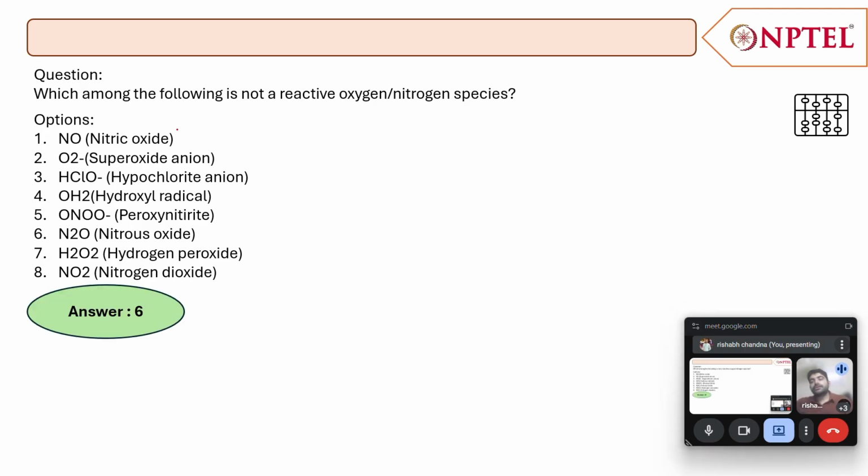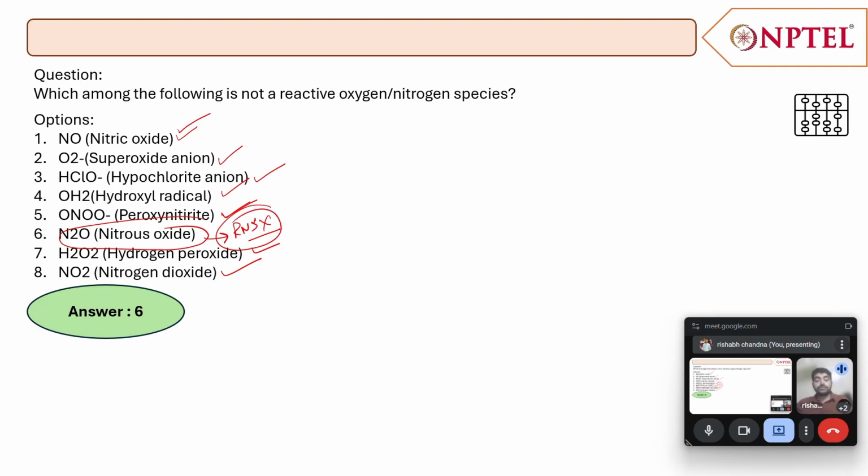Okay, nitric oxide is the reactive nitrogen species. This is also a ROS. This is also a ROS. This is also a ROS. Similar to this. Sorry, this is an RNS. Then nitrous oxide is not an RNS. Okay, we have H2O2 and nitrogen dioxide. These all are ROS or RNS, but nitrous oxide is not a reactive oxygen species.